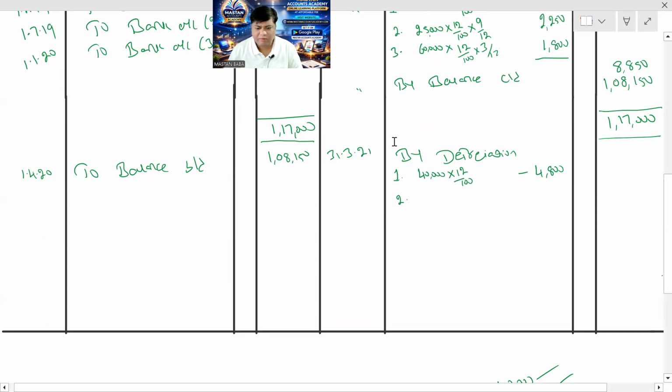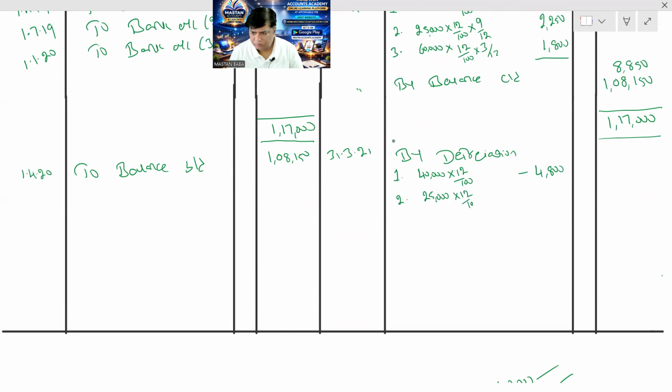What is the cost of the second machinery? The cost of the second machinery is 25,000. 25,000 into 12 by 100, that comes to 3,000. And dear students, third machinery is 60,000 into 12 by 100, that is 7,200. So how much will we get? 7 3 10, 10,200, 10,200 plus 800, 11 plus 4, 15,000. So you can do it directly.